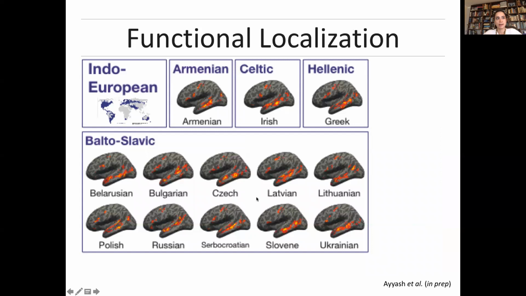Again, this tells us that across different languages, so Armenian, Celtic, Hellenic, and all of these different languages, you can get the same swaths of activation, and this suggests that the language network is quite preserved across languages, and this may indeed be a way that the brain produces language and comprehends language.